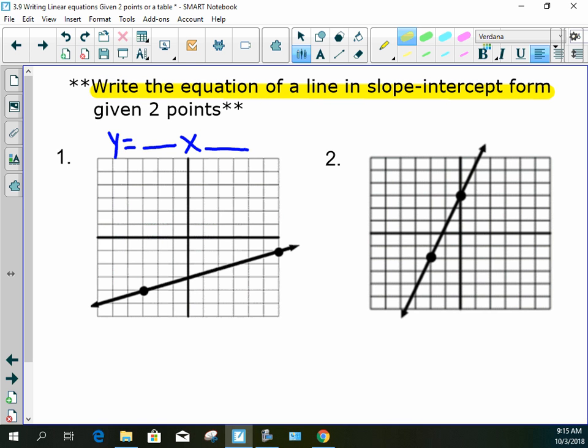Now, what goes in this blank right here? Your y-intercept. What goes in this blank? So my y-intercept is right here. What's my y-intercept? -3. What's my slope? Well, let's count. I go up 2, so my top number is 2, and I go over 1, 2, 3, 4. Oh, sorry, up 3.